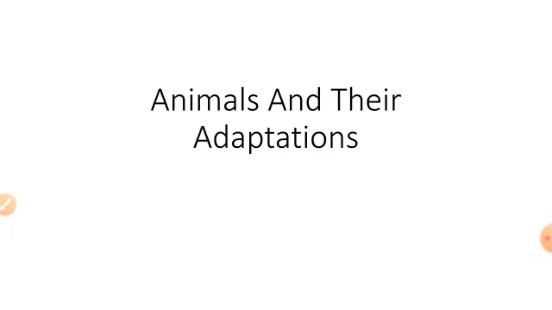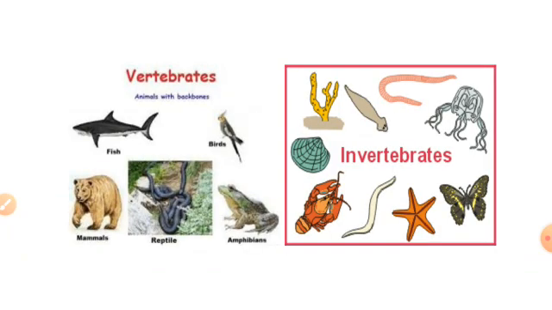Like plants, animals also develop certain features which help them to survive in the environment. The process of developing these features in order to adjust to the changes in the environment is called adaptation. The animals that do not or cannot adapt to the change slowly die. For example, dinosaurs.